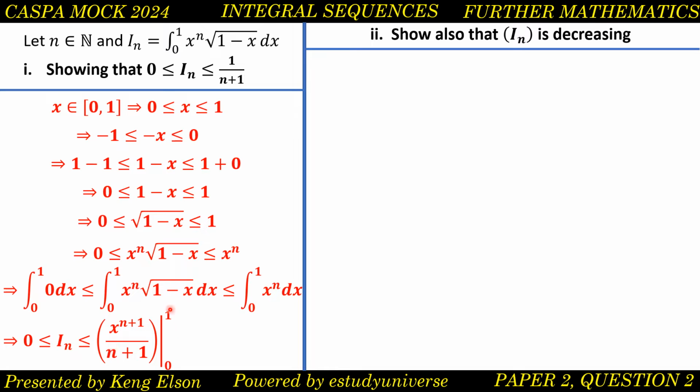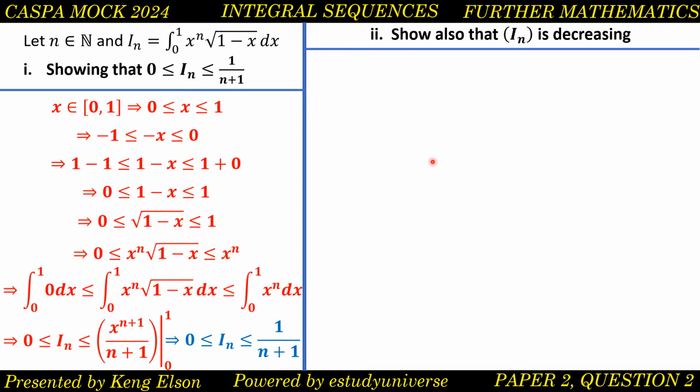Now if I replace x with 1, 1 to the power n plus 1 is 1. So we are going to have the upper bound to be 1 divided by n plus 1. When we replace x with 0, everything becomes 0. So it therefore means that I of n lies between 0 and 1 divided by n plus 1. So we have successfully proven Roman 1 of the question.